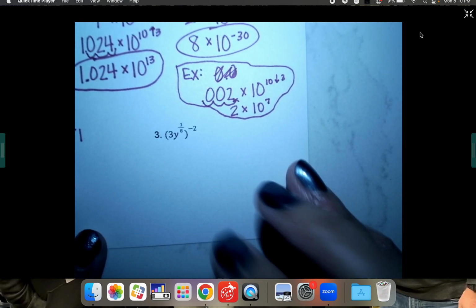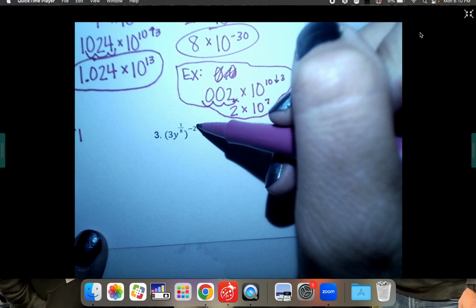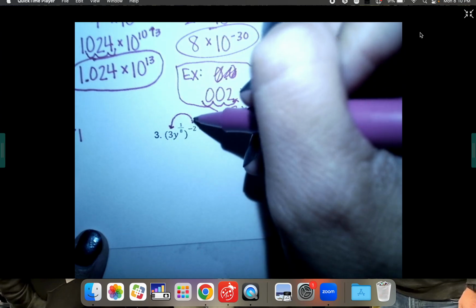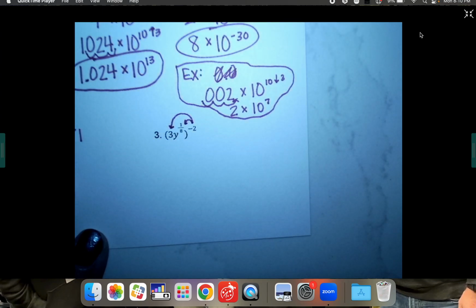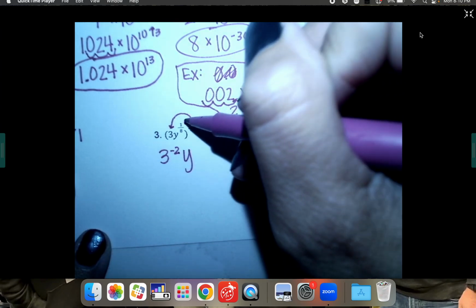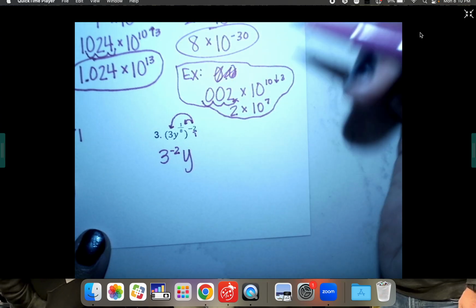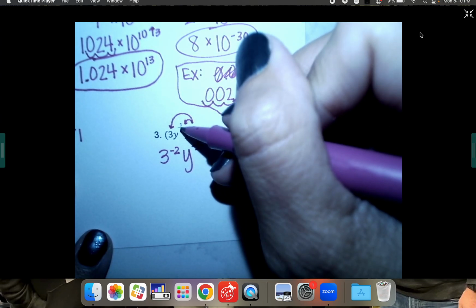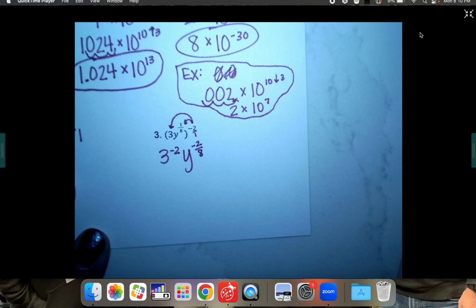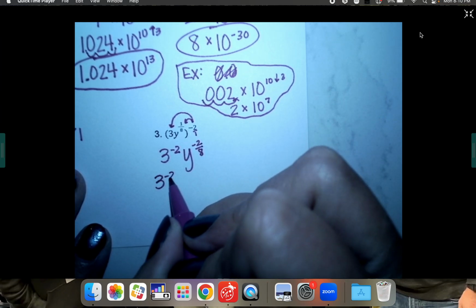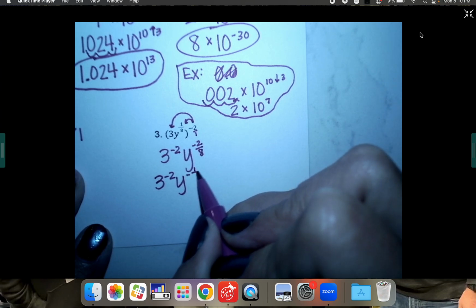Okay, last one. Remember, if it's a set of parentheses and an exponent outside, you have to give that exponent to all the terms. So it's going to go to the 3 and to the y to the 1/8. So 3 to the negative 2, y to the, these are going to get multiplied. So straight across, 1 times negative 2 is negative 2. On the bottom, 8 times 1 is 8. So the problem here is, oh, I guess we could simplify this first. So if you want, we can go 3 to the negative 2, y to the negative 1/4.